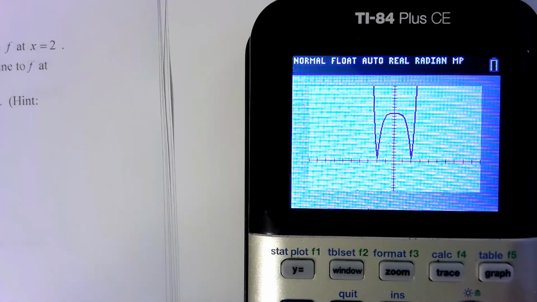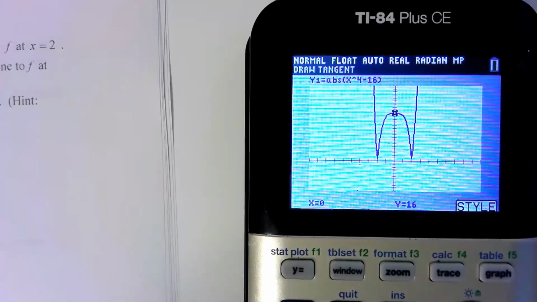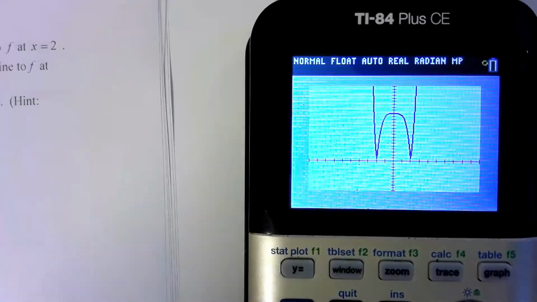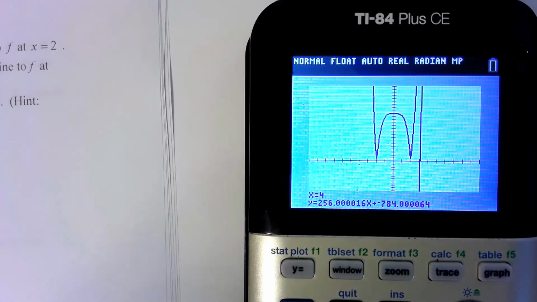So there's our function. It says, what can you say about g prime of 4? Well, meaning, what is the derivative when x is equal to 4? I don't know, but I can do second draw tangent at x equals 4 and hit enter. And I can say, oh, it's 256. g prime of 4 is 256. Super steep slope. Right?